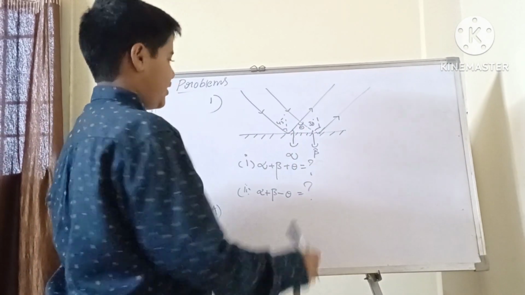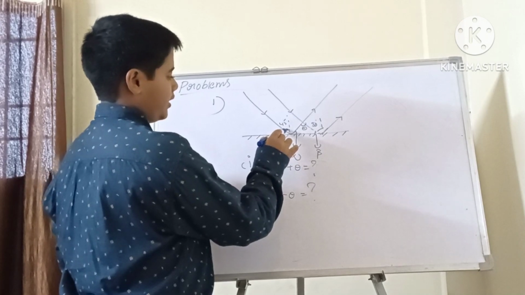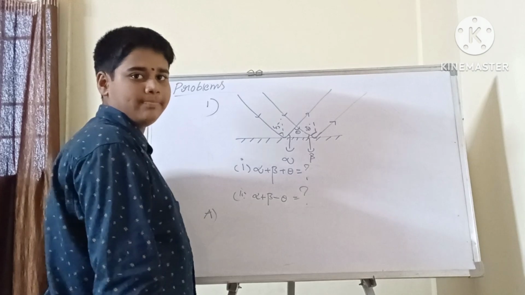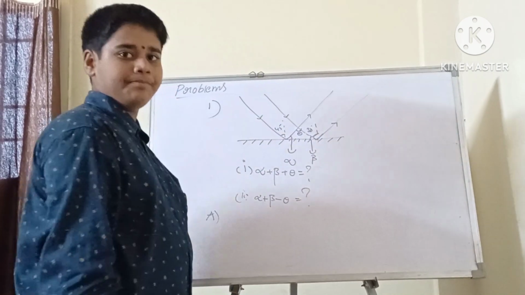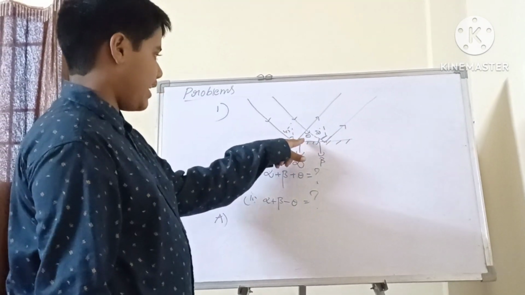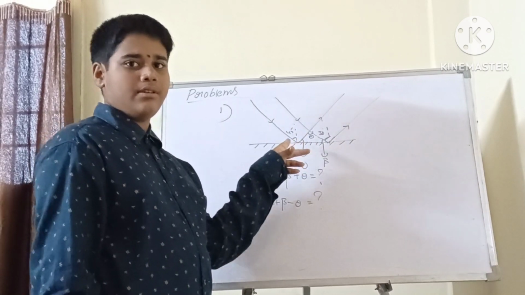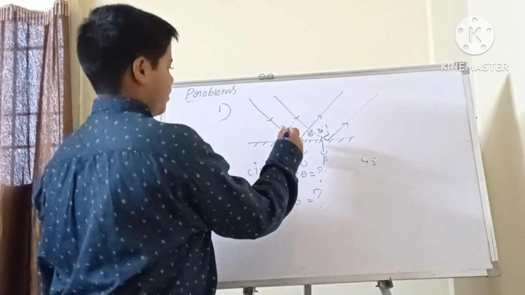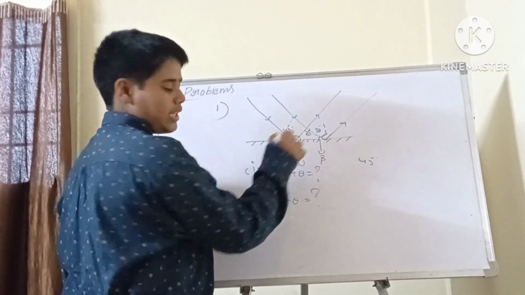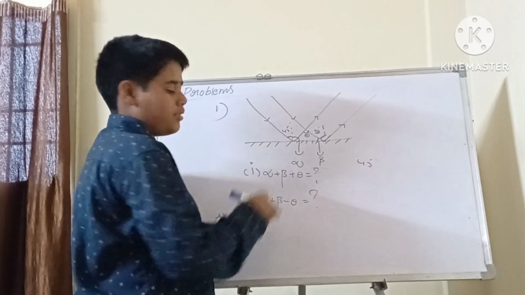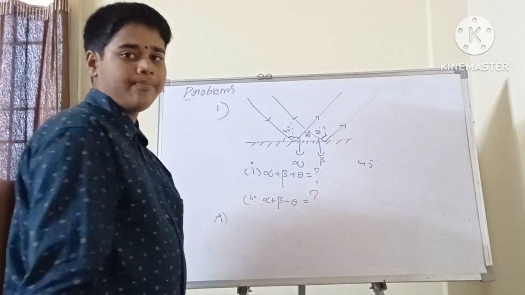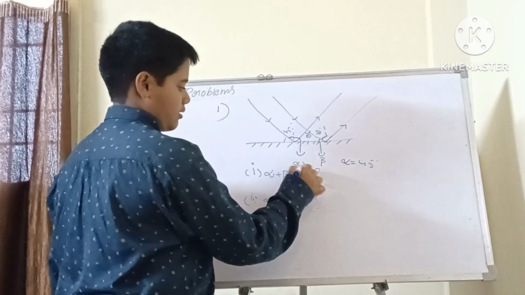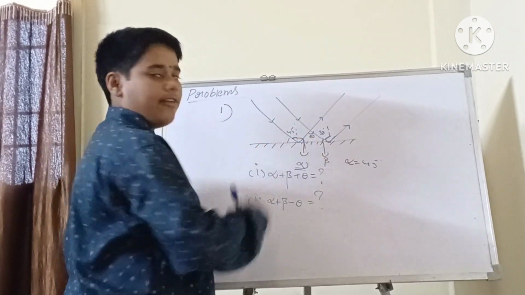Here the question is, this is one incident ray and this is also an incident ray. So 45 degrees, 30 degrees. Here the glancing angle of reflection is 45 degrees, because this is 45 and this is also 45 according to the rule. So alpha is equal to 45 degrees, because the glancing angle of reflection is alpha.